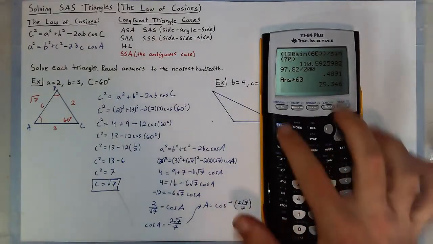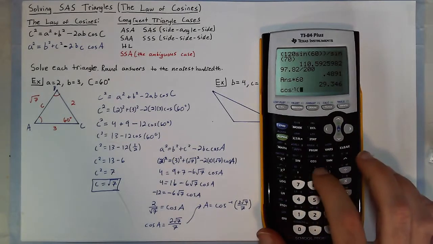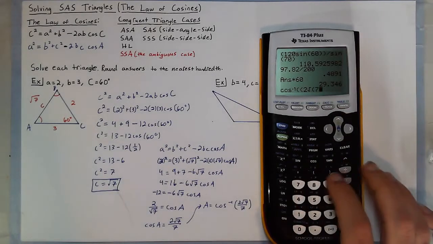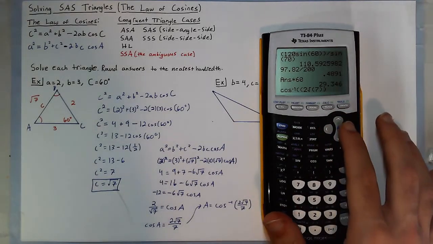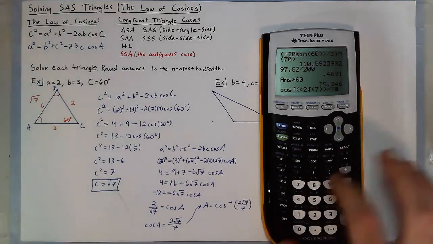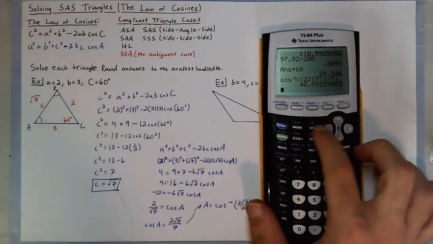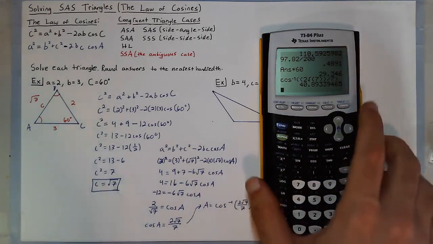So cosine inverse of 2 square roots of 7 divided by 7 gives me 40.89 degrees for the angle. And again, I'm in degree mode to make that happen. So 40.89 degrees.